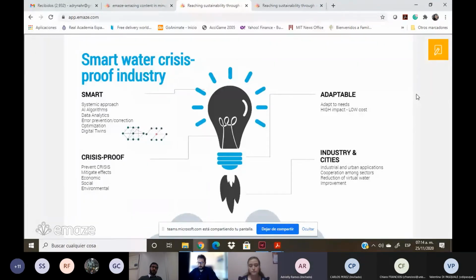Also, this smart water industry is crisis-proof because it can prevent crisis. It doesn't only reach sustainability, but also prevents chaos by mitigating effects of economic, social, and environmental crises. And also, it is adaptable to industrial and urban applications. It also engages cooperation among sectors and reduces the amount of virtual water. It provides improvement for communities, individuals, companies, and governments.